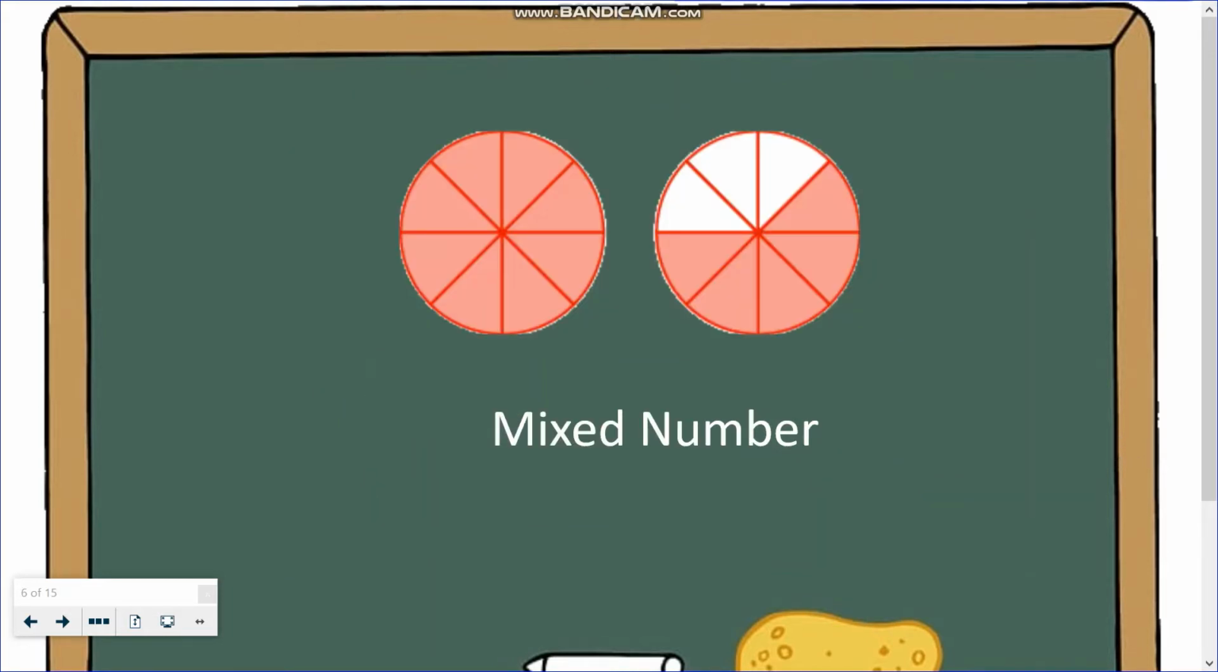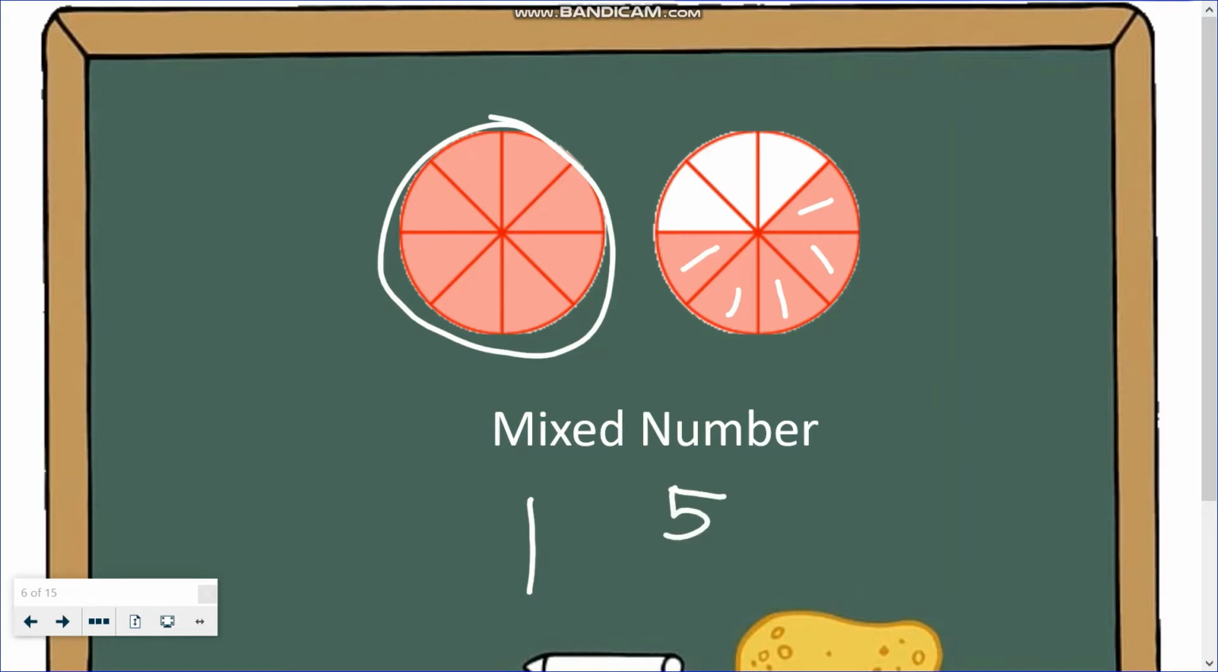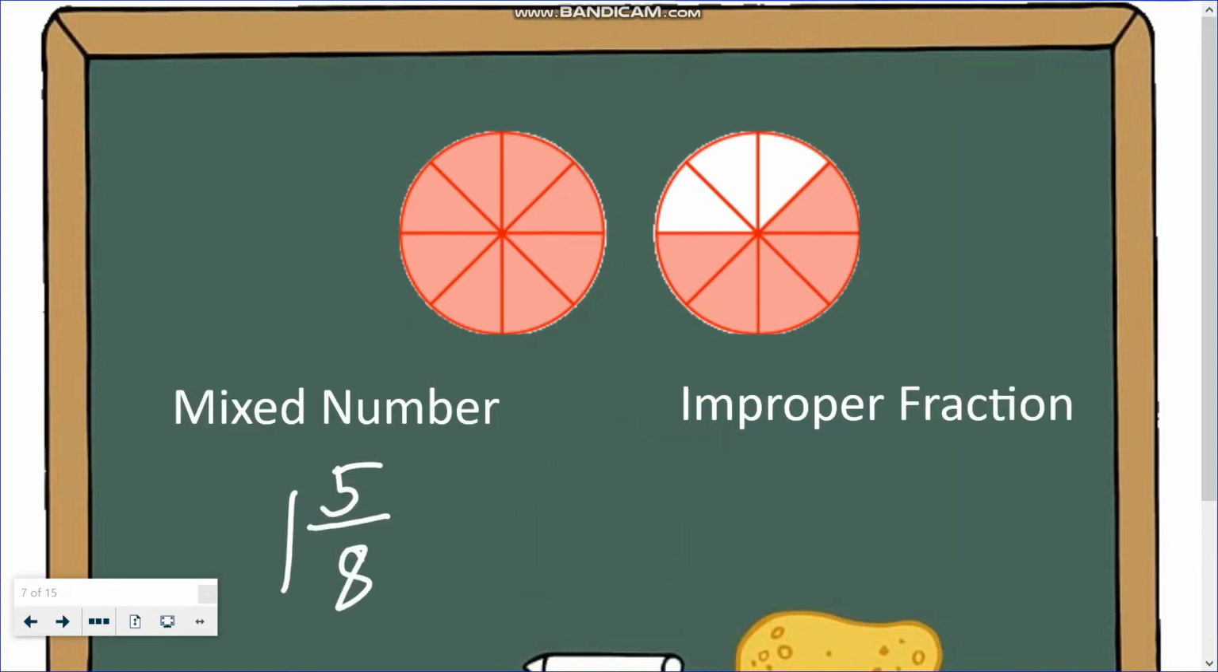Let's have another example. Look at the colored parts of the shape and let's write the mixed number. How many wholes are there? There is one whole, and the fraction is 1, 2, 3, 4, 5 out of how many parts? 1, 2, 3, 4, 5, 6, 7, 8. So it is 1 and 5/8.